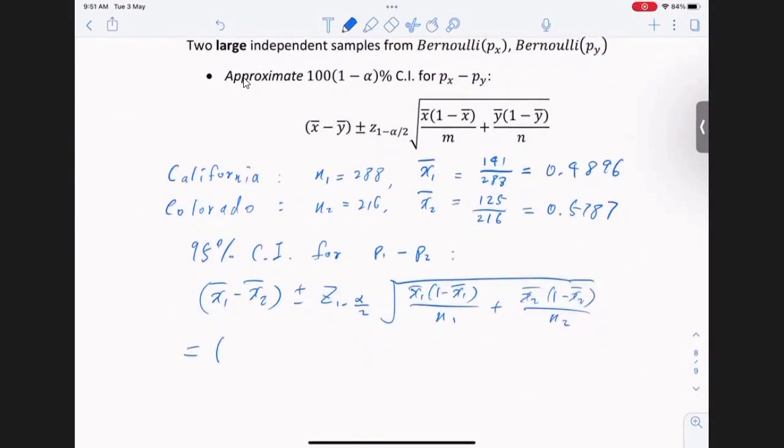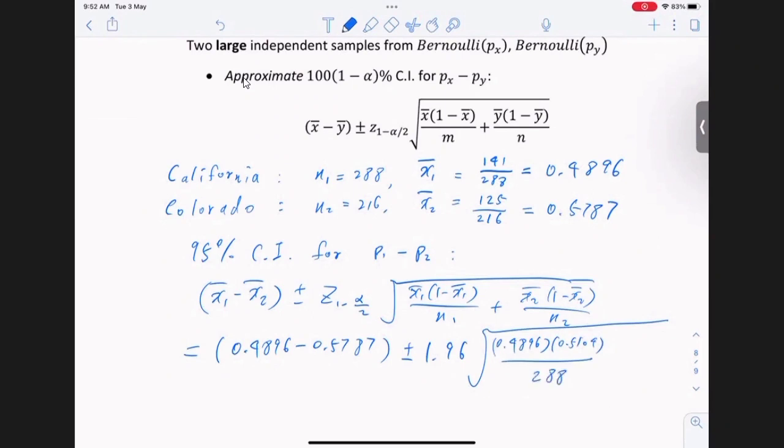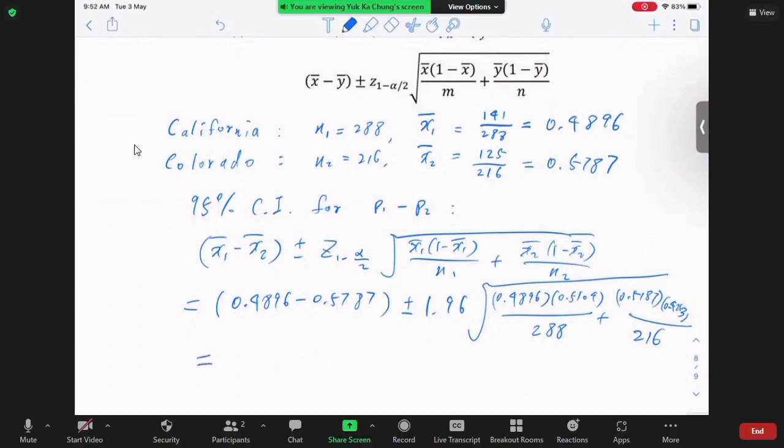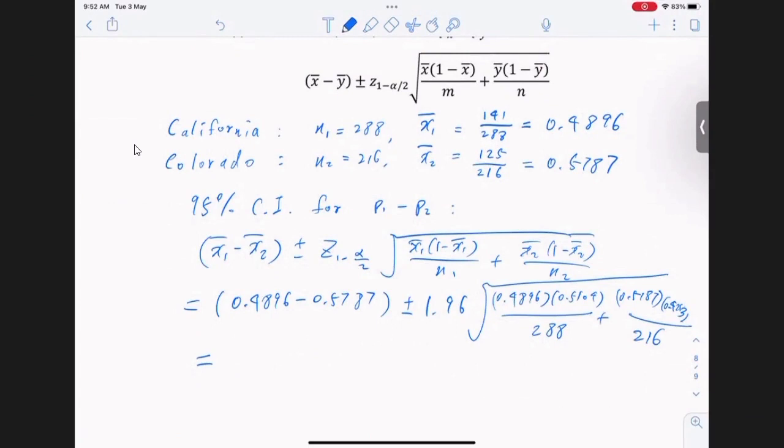First, we compute the difference in the sample proportions, plus minus the normal quantile. For the 95% confidence interval, the normal quantile is 1.96. It is a magical number we always use for a 95% confidence interval. And then 1 minus 0.4896 is 0.51, divided by the sample size, which is 288. So we substitute everything into the formula. Do the calculation carefully. Then eventually you will find this interval.